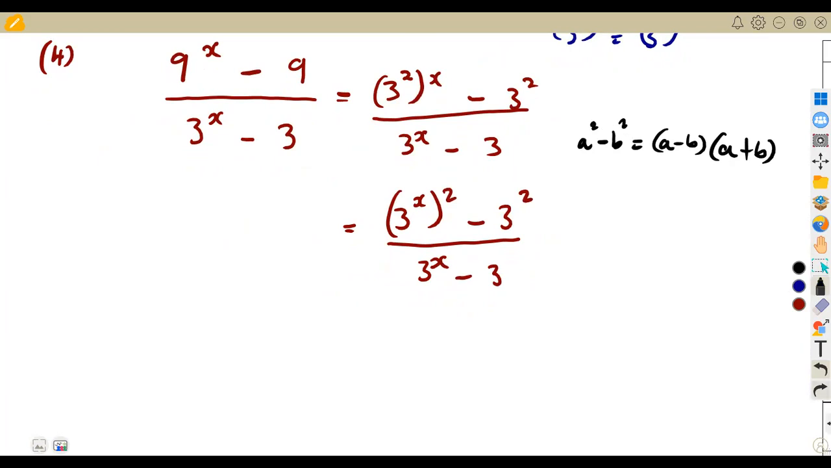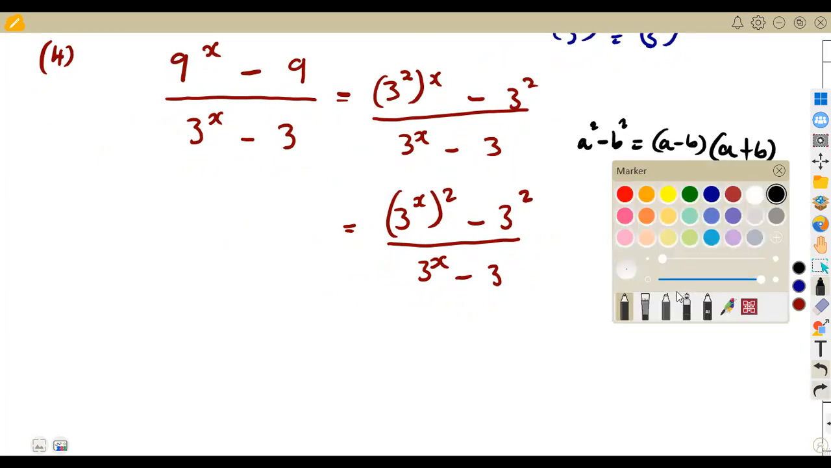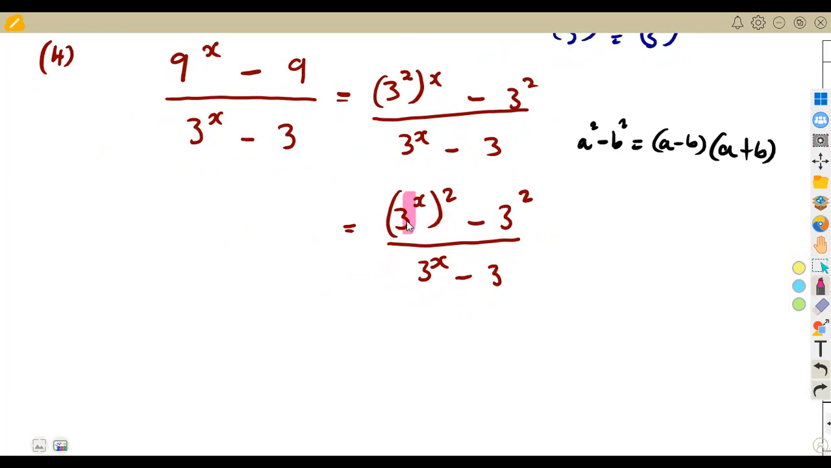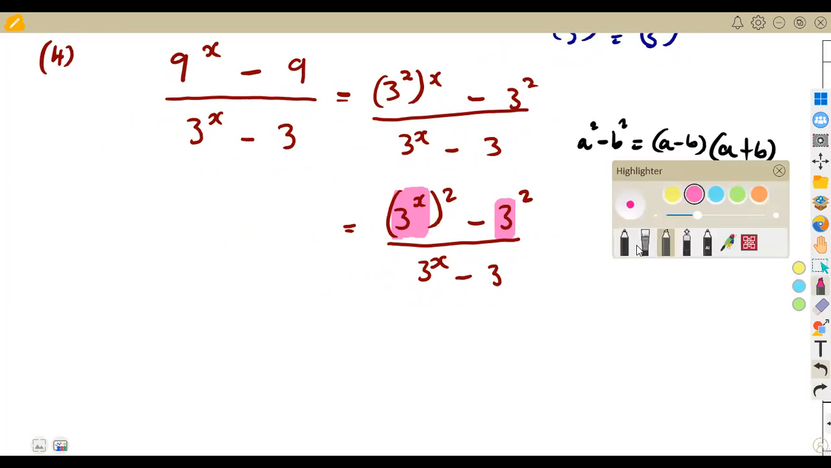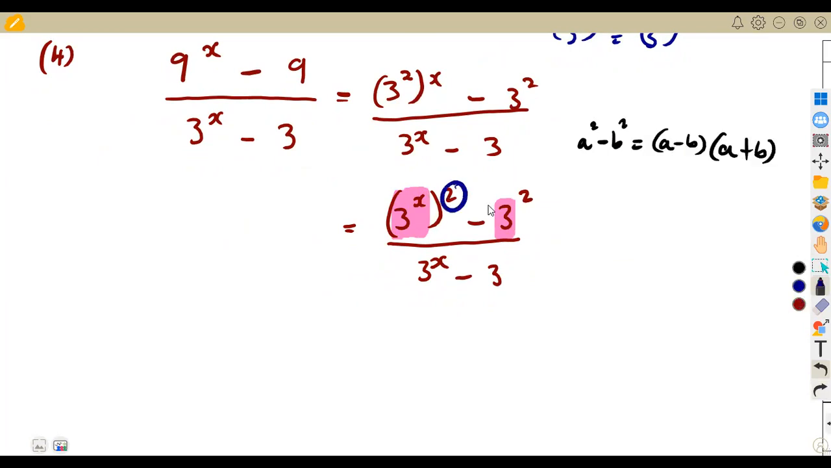So if we check, there are 2 terms being raised to the exponent of 2 in this question of ours: 3 to the exponent of x, and this 3, both raised to the exponent of 2. So this is our a, and this is our b. If this is a squared minus b squared, it gives us a minus b into a plus b. Therefore, we shall have 2 brackets, our a being 3 to the exponent of x, 3 to the exponent of x.